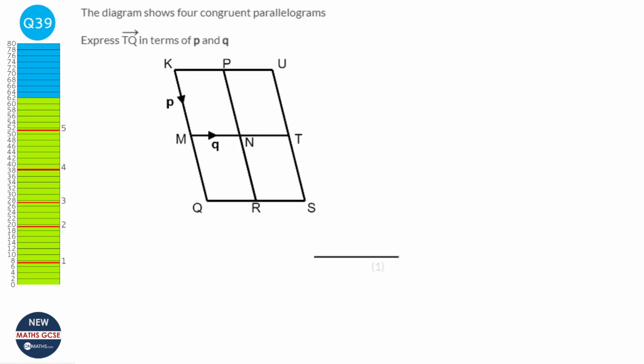So we're asked to express TQ in terms of p and q. Well, we've got another q here because all of these are congruent parallelograms. And we have a p there. So if we're starting at T and getting to Q, we can go along this path here and down this path here. So we're going backwards down q, in fact backwards down 2 lots of q, and then the correct way down p. So it's either minus 2q plus p or p minus 2q.